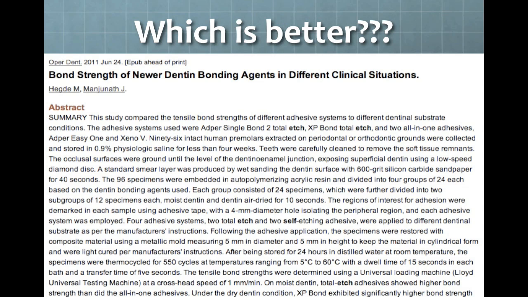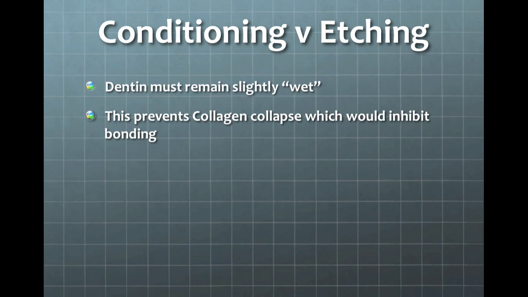Here the same results from a different study, that the etch and rinse system is more effective but still not perfect when compared to self-etch, or indeed the all-in-one technique. Okay, so the dentin must remain slightly wet. You should dry it but not desiccate it. Drying it too much will cause the collagen to collapse, and when the collagen collapses, the bonding is not going to be as good.